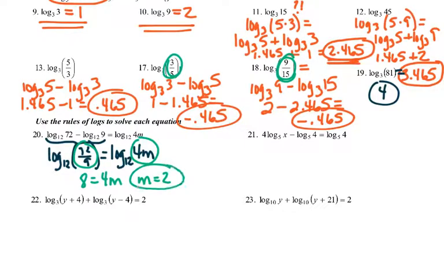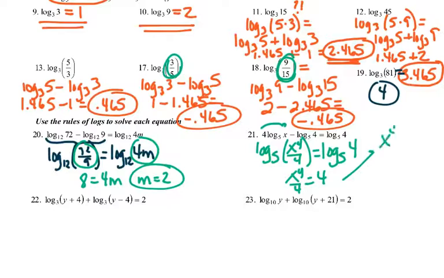You can always check it, but it's going to work. Here, this is going to be the log base 5 of x to the 4th over 4 equals the log base 5 of 4. So x to the 4th over 4 is 4, so x to the 4th is 16, and I have to be a little careful. I'm only going to choose 2, not negative 2, even though negative 2 to the 4th is 16. The reason is you always have to take the log of a positive number, so x could not be negative 2.